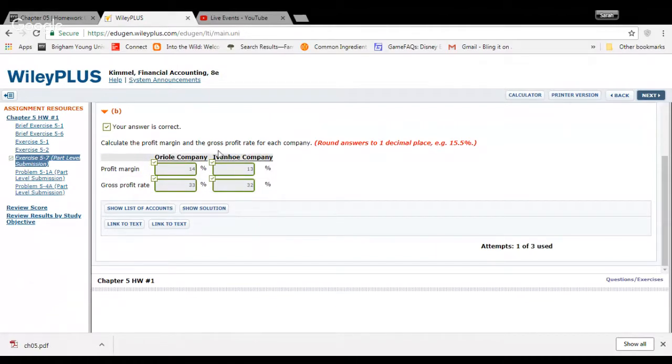So the second part of it was that we're going to calculate the profit margin and the gross profit rate for these companies. And I want to pull up the profit margin equation. Oh, let me get down to that. So here's the profit margin equation, and it's profit margin equals net income over net sales.